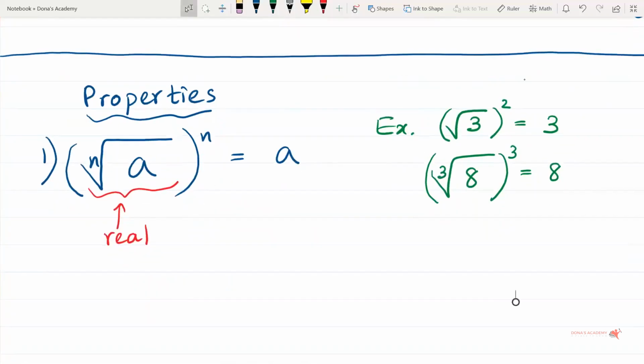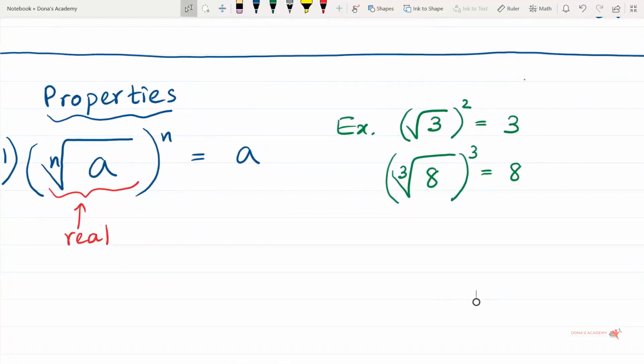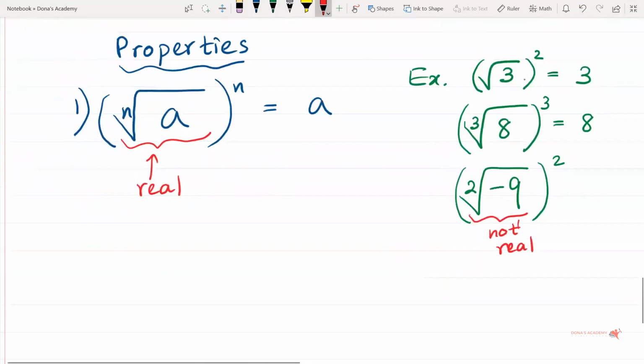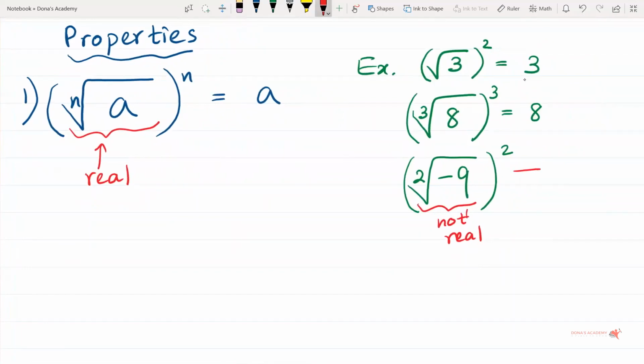However, can you use this property for this square root -9 square? Can you use this property and say it is -9? Not at all, right? Because why? This is not real. So in that case, we can't define this number, okay? All right. So we cannot define it, let's say. All right.